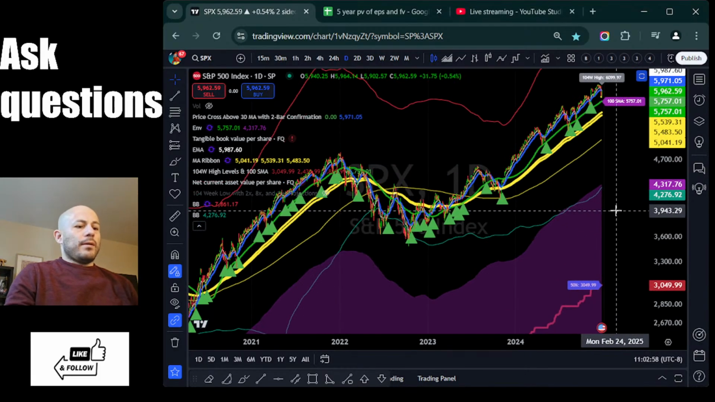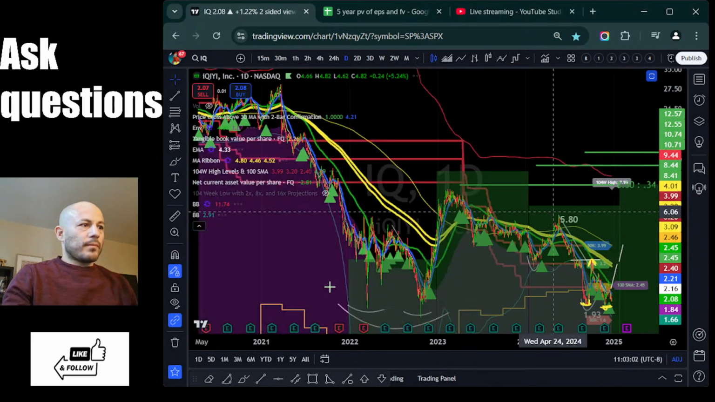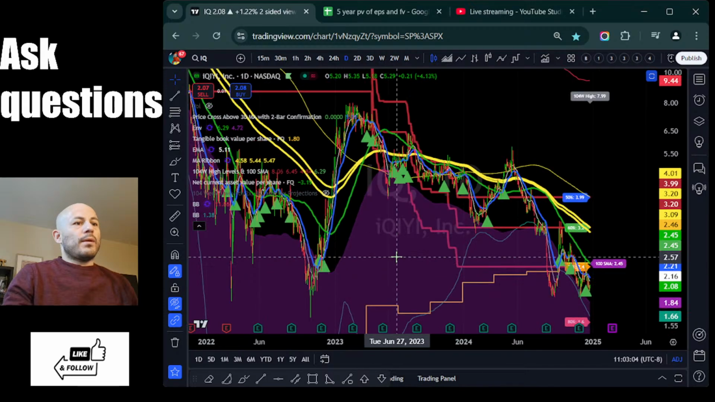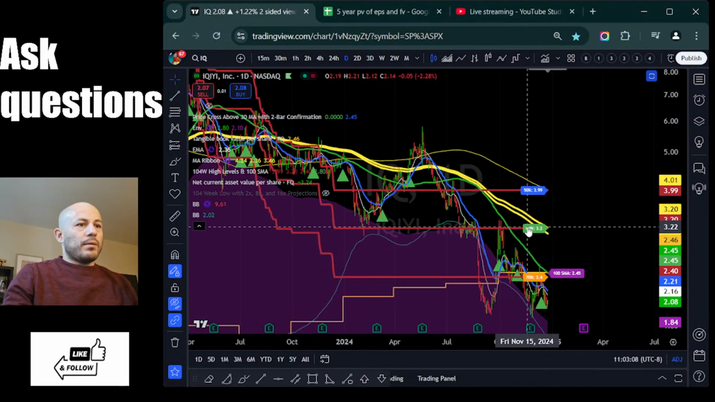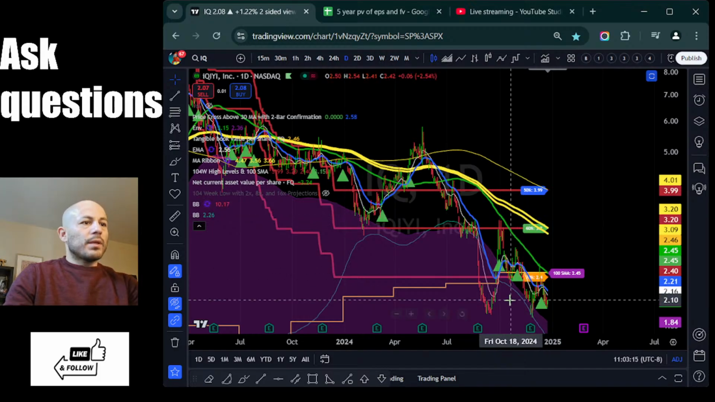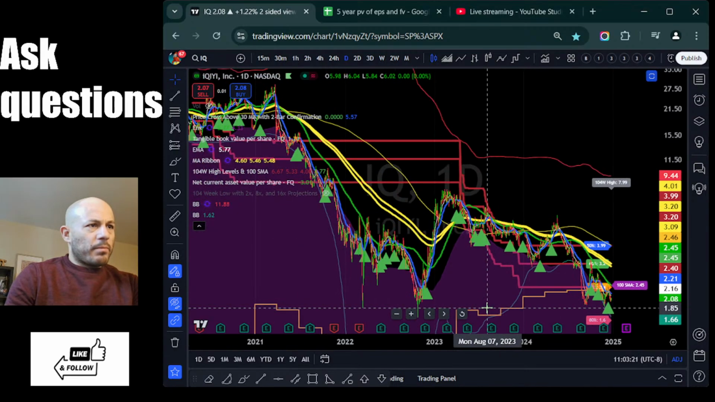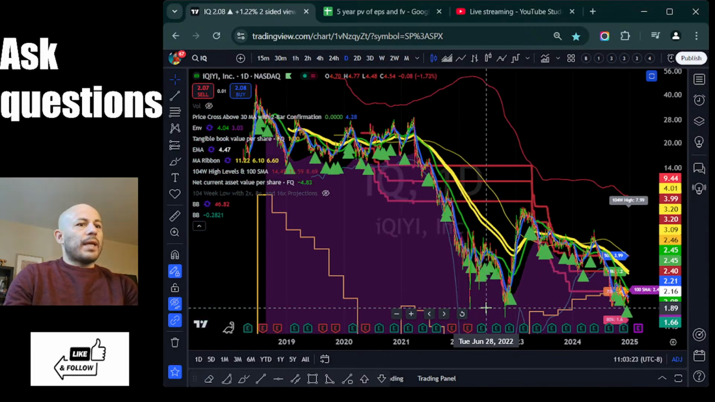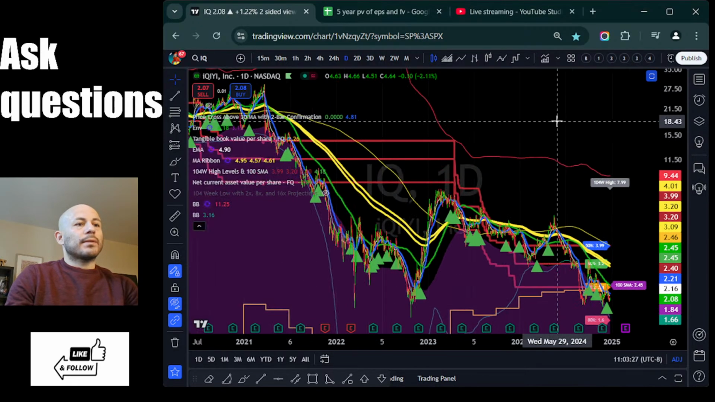One of the bargain stocks I'm going to talk about is IQ. And look how low that is. This yellow is the 200-day moving average. We're below that. That's always a good sign. We're deeply oversold. We are more than 80% below all-time highs, which is 40 bucks.